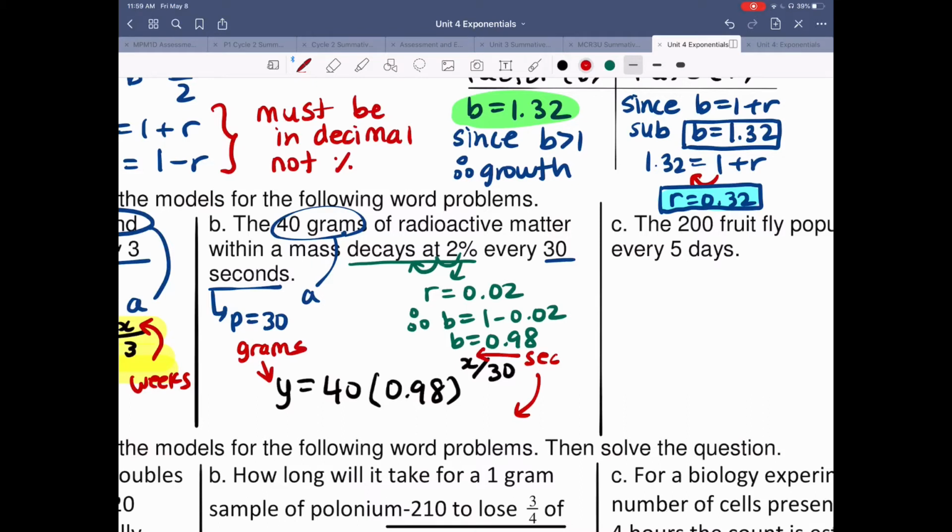How are you going to do that? Well, I know that there are 0.5 minutes in 30 seconds. Like half a minute is 30 seconds, right? And so my new equation would be y equals 40, bracket 0.9. None of that changes, but I'm going to now have x divided by 0.5, where x is going to be in minutes.